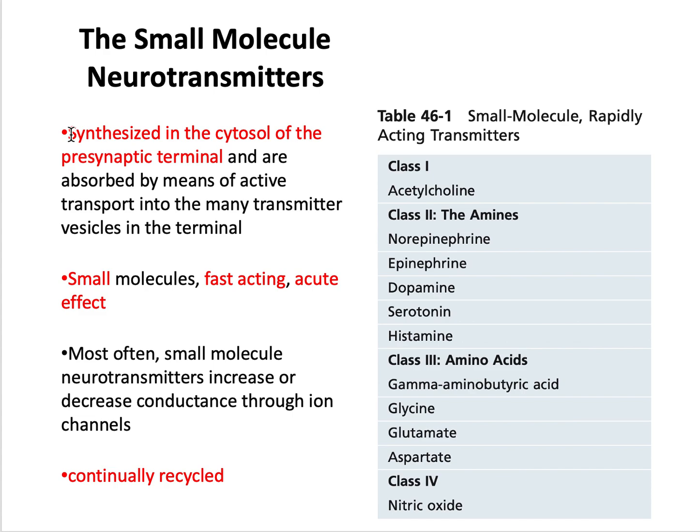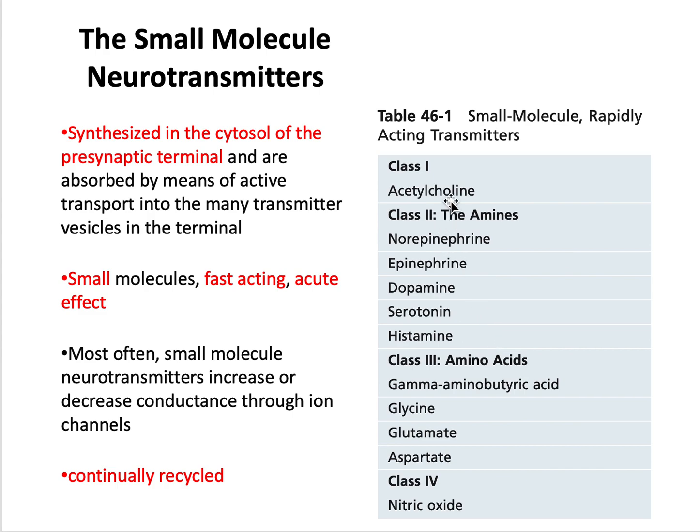and the fact that these small molecule neurotransmitters are going to be synthesized in the cytosol of the presynaptic terminal, so they're constantly being synthesized there, then packaged into those synaptic vesicles, and they're right there for immediate release upon an action potential arriving and those voltage-gated calcium channels opening. These small molecules very rapidly diffuse across the synapse, and they're very fast-acting and have very acute short-term effects on the postsynaptic membrane. Okay? And then the vesicles and the neurotransmitters are continually recycled very quickly.